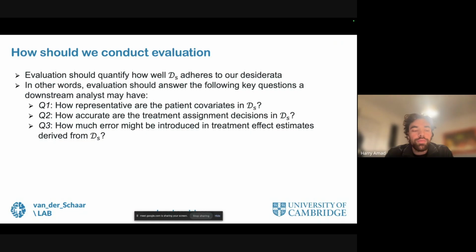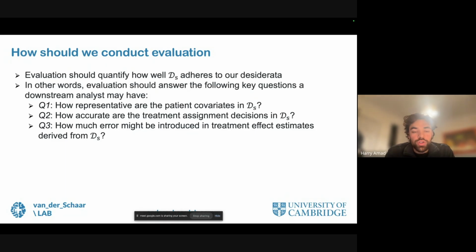So with that in mind, if we have these three desiderata, then this should shape the way that we evaluate how good a synthetic data set is. Now that we've defined what a good synthetic data set is, we should measure the adherence to each of these three categories to offer some assessment. In other words, by evaluating how well each of the three previous distributions are preserved in a synthetic data set, we are essentially allowing an analyst to answer the following questions. Question one would be, how representative are the patient covariates in D of S? That can be answered by assessing how well the covariate distribution is preserved.